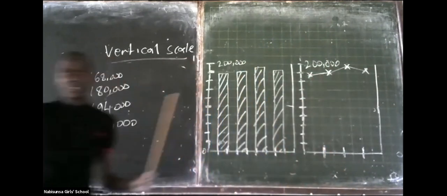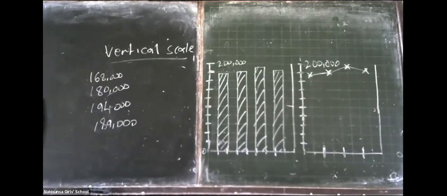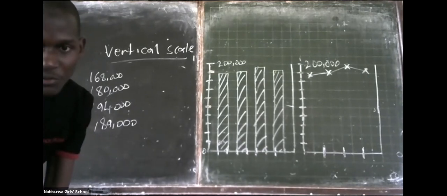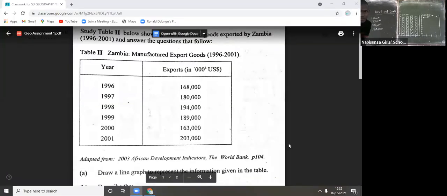Are you seeing it? Are you seeing the difference? Yes, teacher. That's how you draw it. Then here the years, let me see the years. Which years did we have? We had 19. Okay, I've seen.